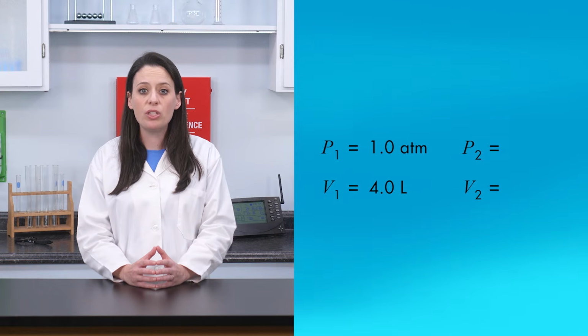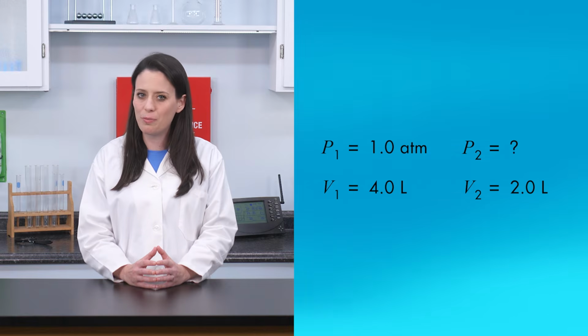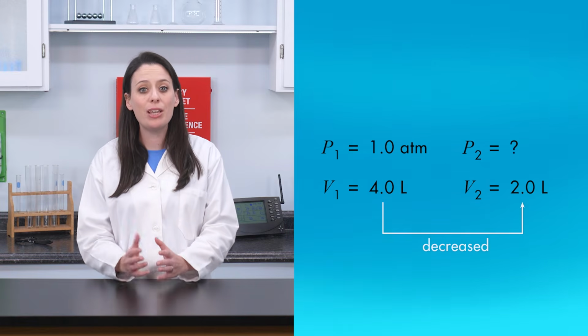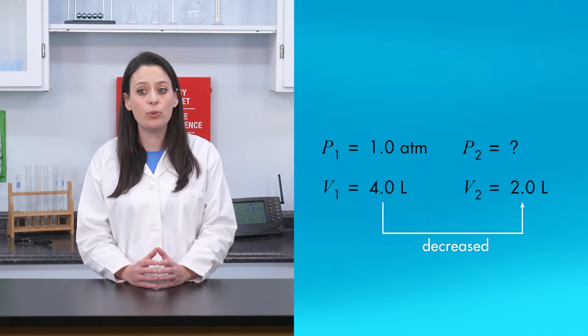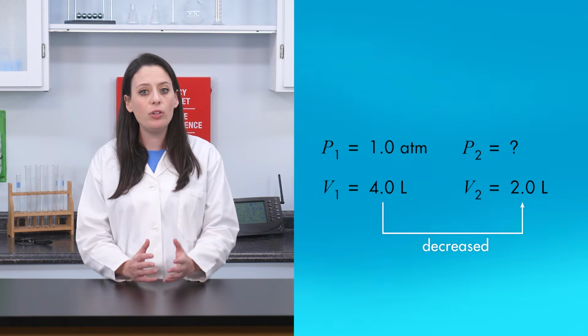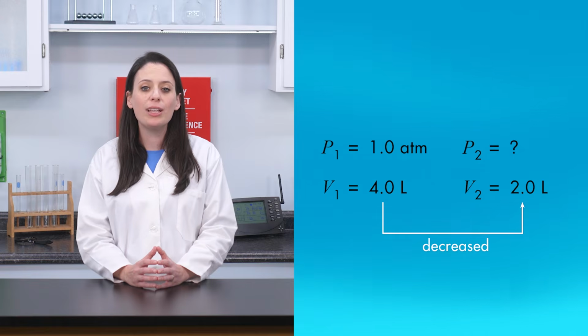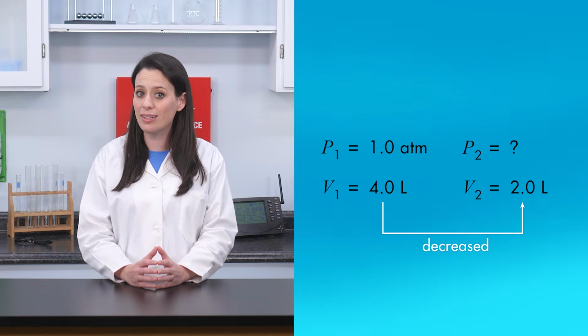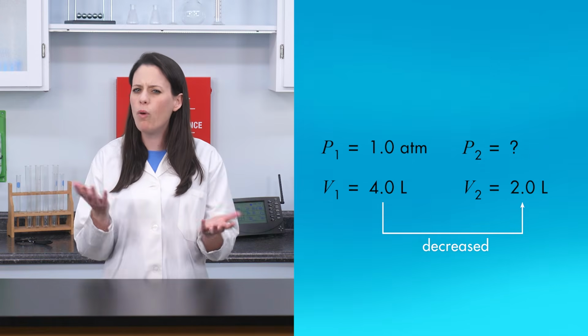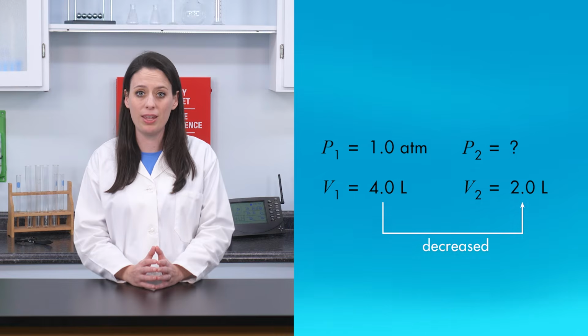Next, we reduce the volume to 2 liters. What will the new pressure be? The volume decreased from 4 liters to 2 liters. Since volume and pressure are inversely proportional, the pressure will increase when the volume decreases. So, what will the new pressure be?